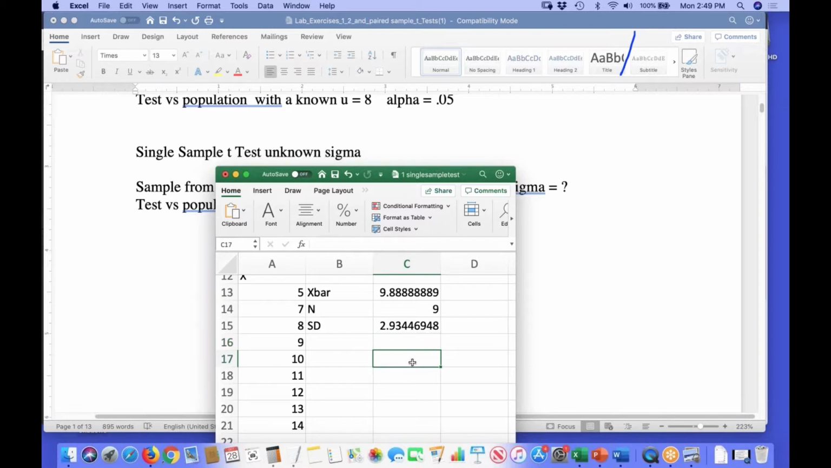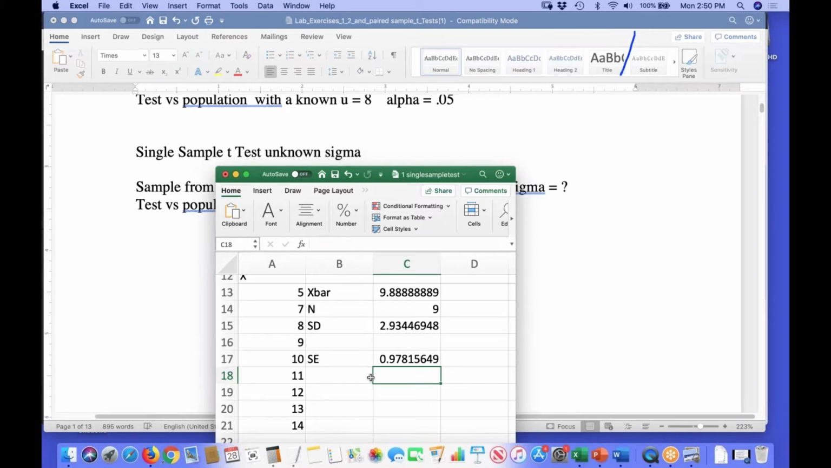So now I'm going to calculate my standard error. What's my standard error going to be equal to? It's equal to sigma over the square root of n. But wait a second, I can't use sigma because I don't know what sigma is. I have to use the standard deviation, which is less precise than knowing sigma. So the standard error is equal to the standard deviation divided by the square root of the sample size, which is 9. It's equal to 0.9781.